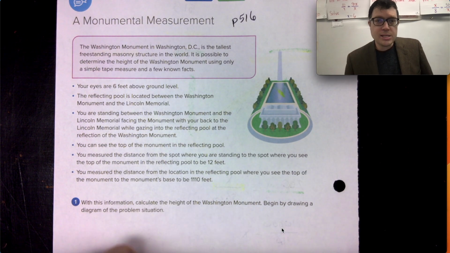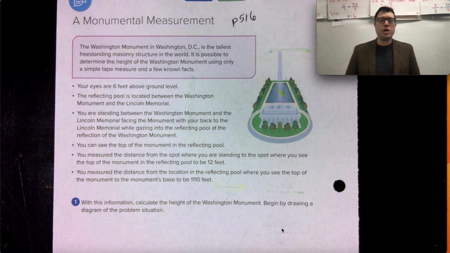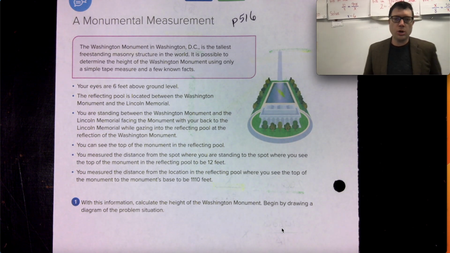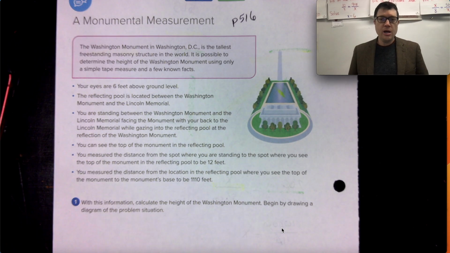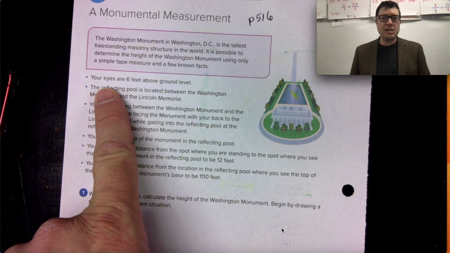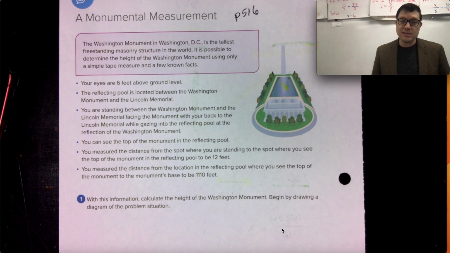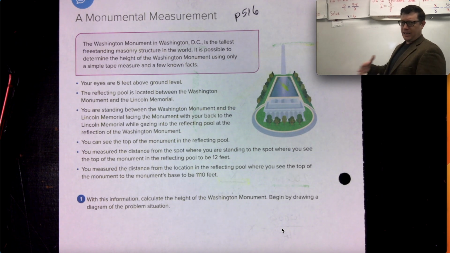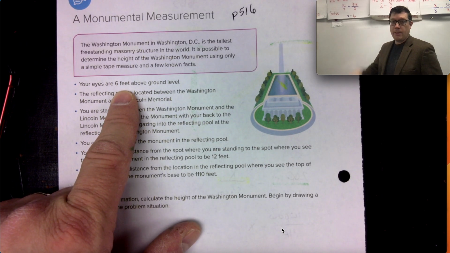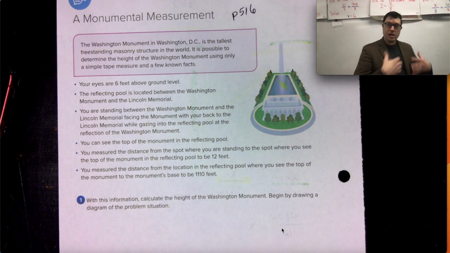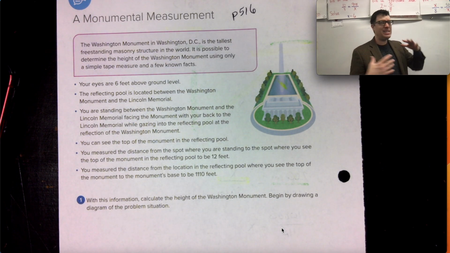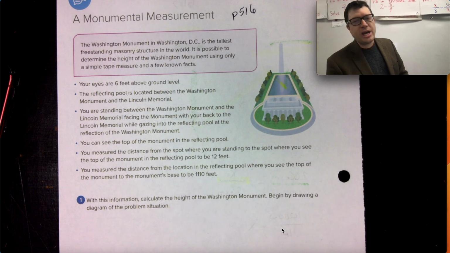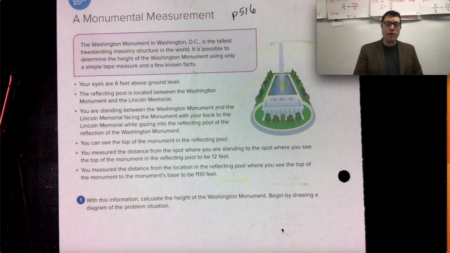It's worth the trip. It's the tallest freestanding masonry structure in the world, and it is possible to determine the height of the Washington Monument using only a simple tape measure and a few known facts. For example, this is me that we're talking about. My eyes are 6 feet above the ground. And if I look across the reflection pool, huge, massive, that's located between the Washington Monument and the Lincoln Memorial.